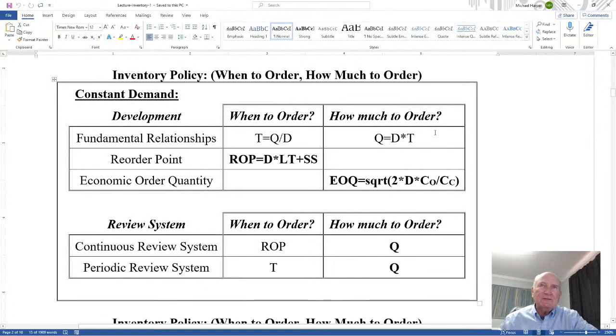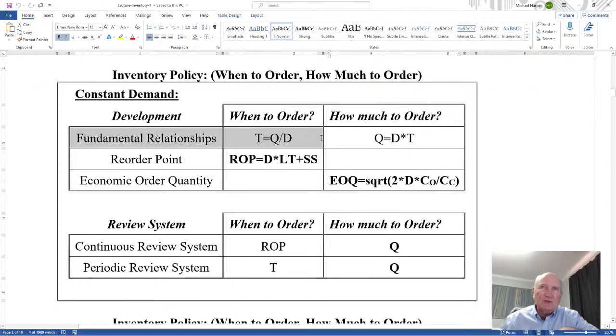So I'll be developing this in three steps. First, the fundamental relationships. Notice here I have T equals Q over D, where Q is a lot size, the order quantity, D is your demand rate, and T is something called the inventory period, which I'll define on the next page. Or I can solve this equation for Q, and Q equals DT. Notice the first one is the inventory period, which is time. That's when to order. Q is the order quantity. That's how much to order.